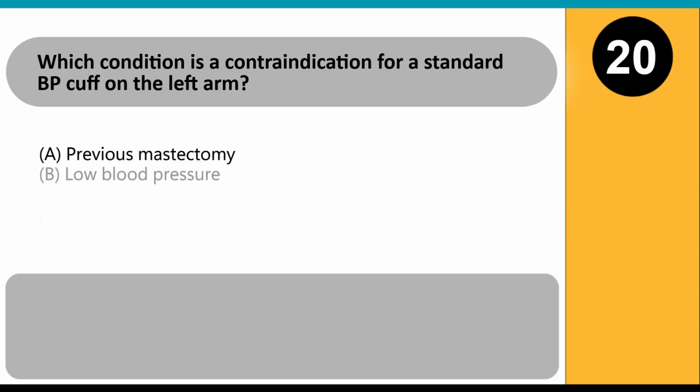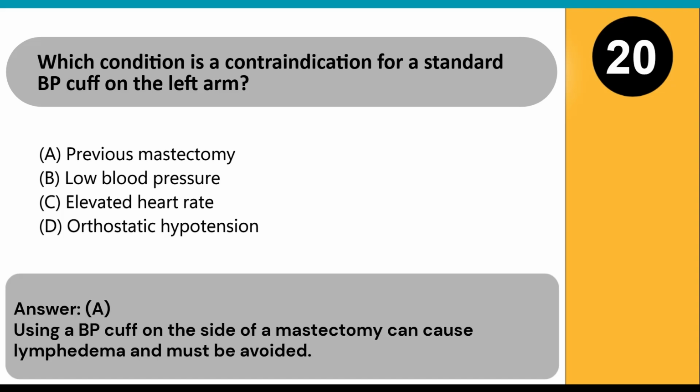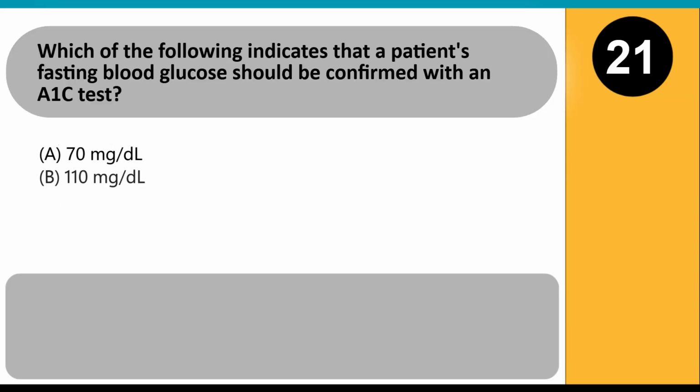Which condition is a contraindication for a standard BP cuff on the left arm? A. Previous mastectomy. B. Low blood pressure. C. Elevated heart rate. D. Orthostatic hypotension. Answer: A. Using a BP cuff on the side of a mastectomy can cause lymphedema and must be avoided.